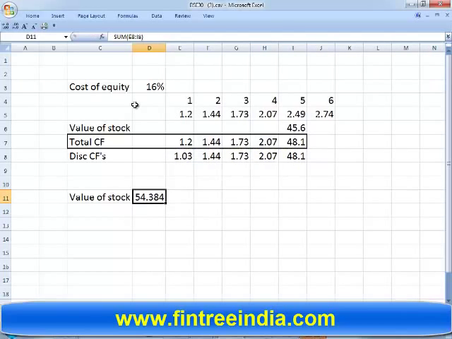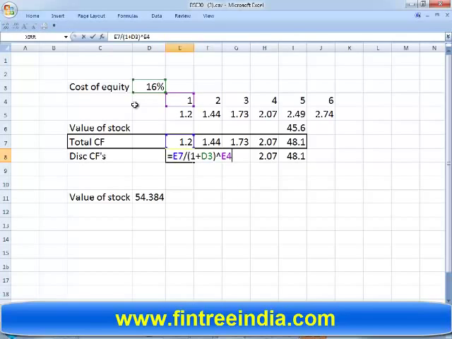Yes. How much? 59. See, the dividends would be 1.2, 1.44, 1.73, 2.07, 2.49, and 2.74. Are dividends same? Yes. Now terminal value would be 2.74 divided by 6%. So terminal value is 45.6. Is that same? Yes. Total cash flow 1.02, 1.44. These are the total cash flows.